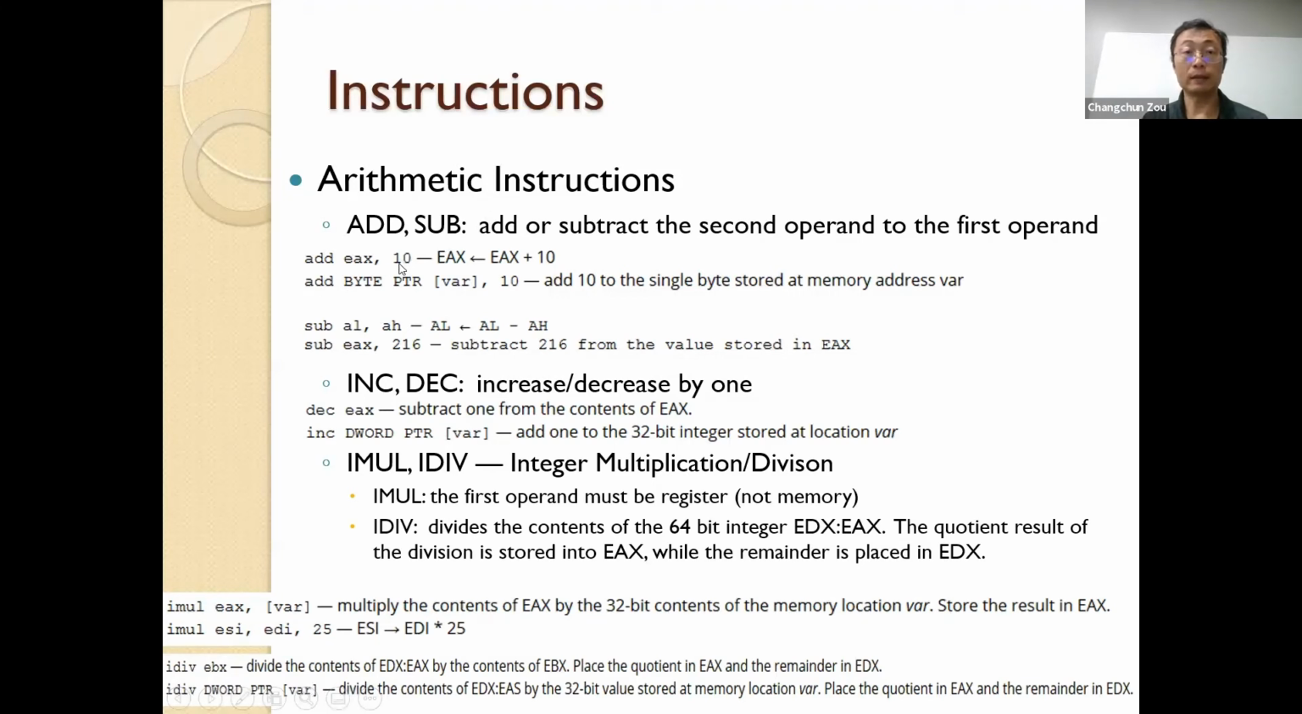And arithmetic instruction is add and sub. So you add the value 10 to this register and also save it in this register. Basically add the second value into the first register and also save it in the first register. So add the value 10 into this single byte value in this location, in this address. Of course, you can use the older register names AL, AH, so here you represent that 8-bit value in that register.